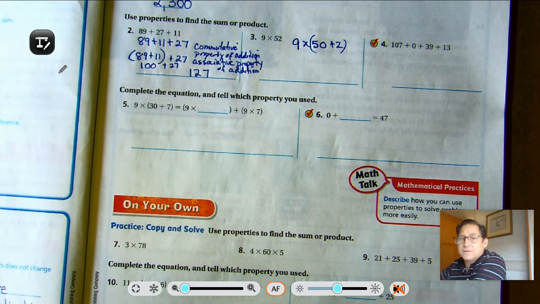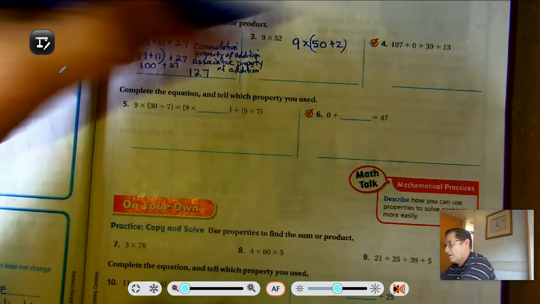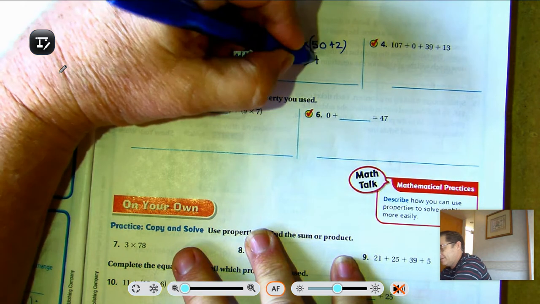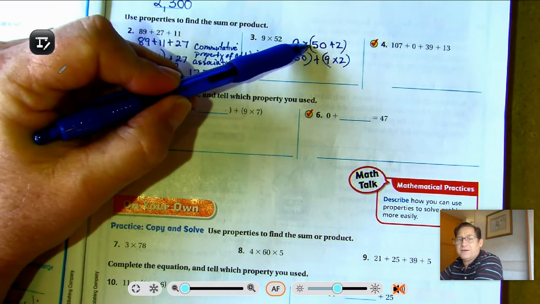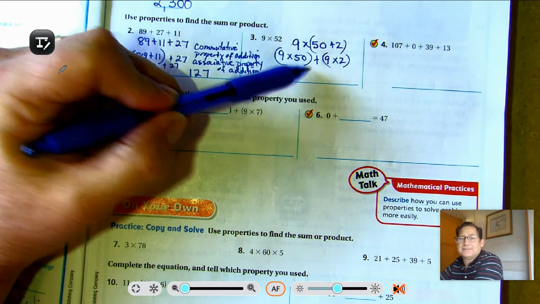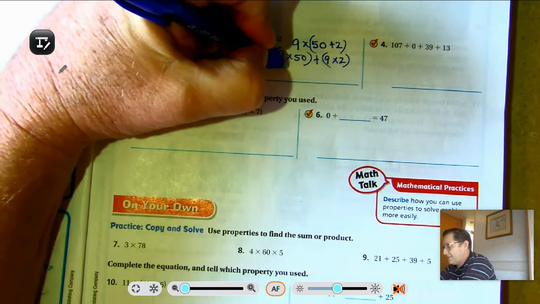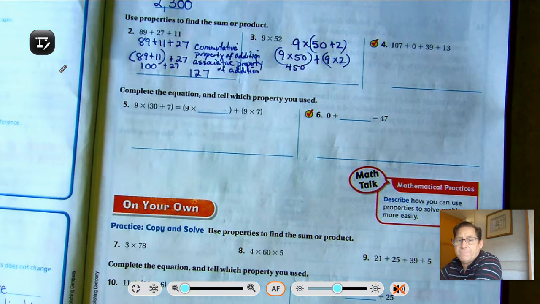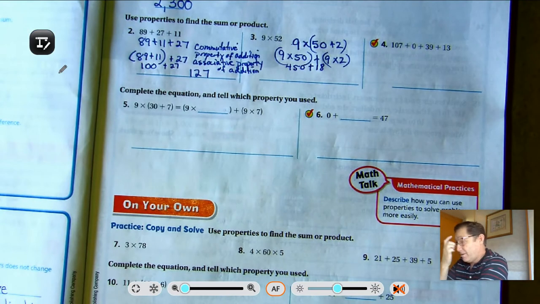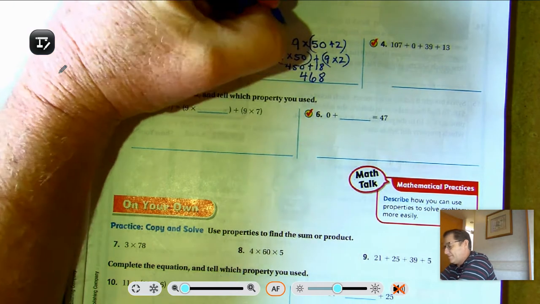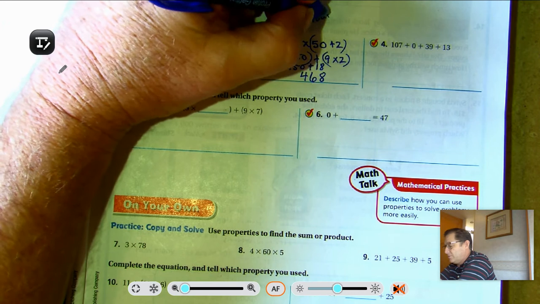Now the distributive property tells us that the product of a number and a sum is the same as that number times each of the addends. So 9 times 50 plus 9 times 2. Take the number that we're multiplying by and multiply by each of the addends. 9 times 50 is 450. 9 times 5 is 45, so we have 45 tens. 9 times 2 is 18. So 450 plus 18, 468. And so this is being solved using the distributive property.